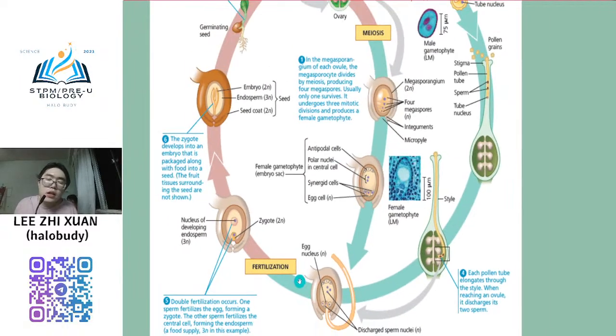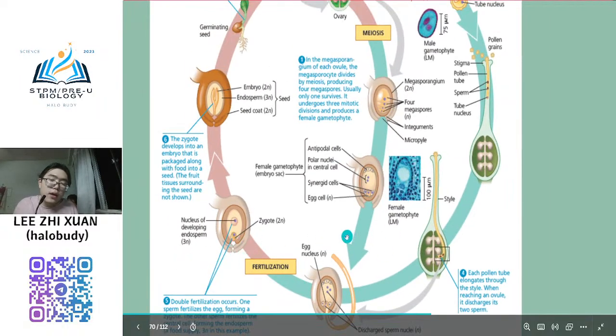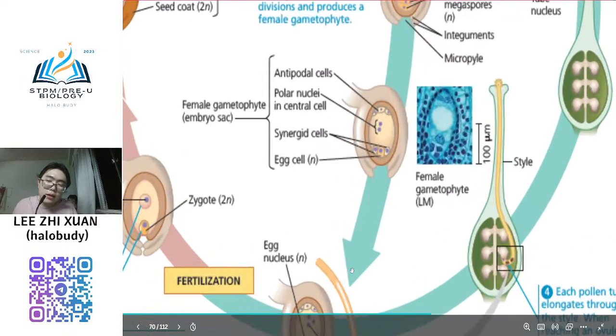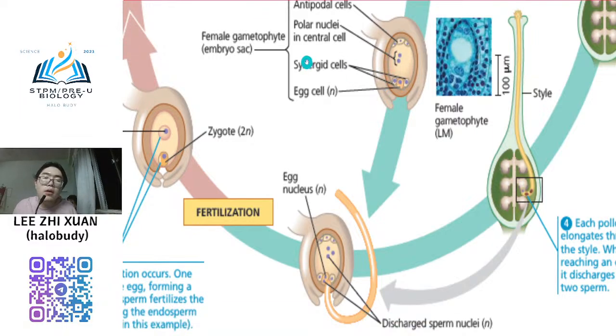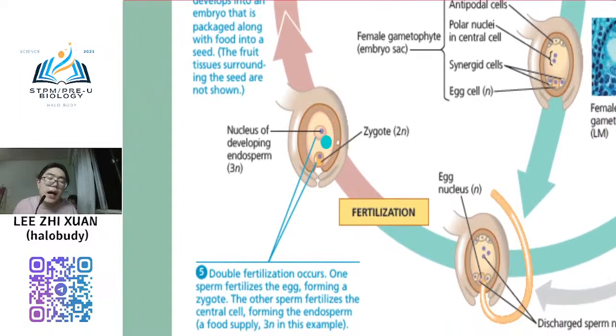Once the pollen grain's nucleus has penetrated into the megaspore, or we call the embryo sac, double fertilization will occur. So we know that there are two nuclei, right? The generative nucleus gives two nuclei. One nucleus will fuse with the egg cell to form zygote, and the other nucleus will fuse with the central nucleus, the polar nucleus at the center, to form endosperm with 3n.